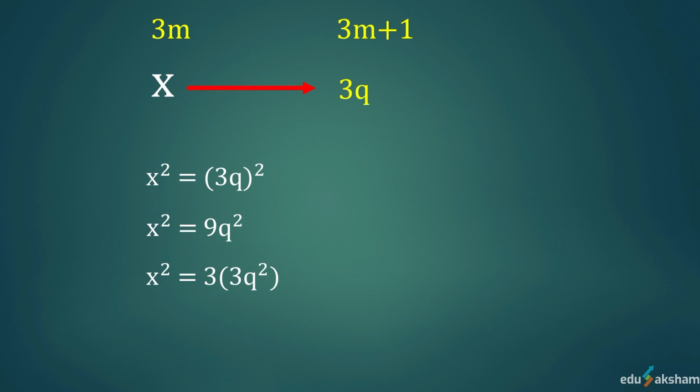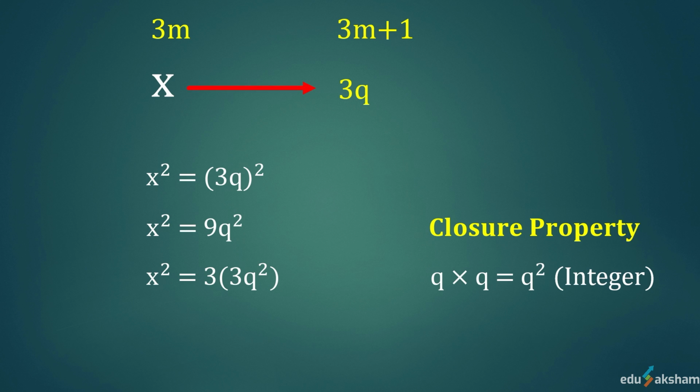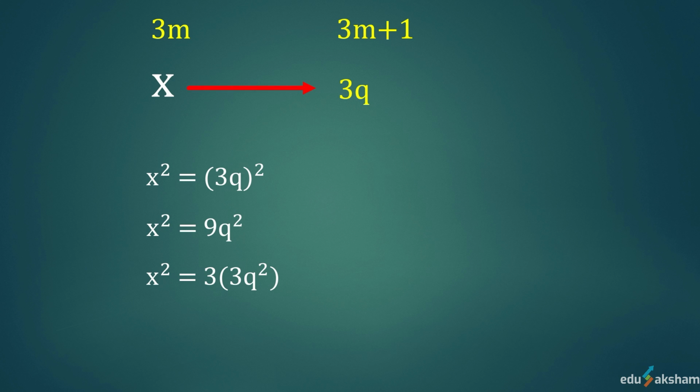3 times 3q square can be written in the form 3m if we prove that 3q square is an integer and we can write it as m. So let's see how we can say that 3q square is an integer. We will use the closure property of integers. In the question it was mentioned that q is some integer. So according to the closure property of integers, an integer when multiplied by an integer gives an integer. So q times q gives us q square, which is an integer. Now 3 is an integer, and when it is multiplied to an integer q square, it will give us 3q square, which is again an integer. So we can write 3q square as m, which is an integer, and x square can be written as 3m. So we have seen that x square can be written in one of the desired forms, which is 3m.